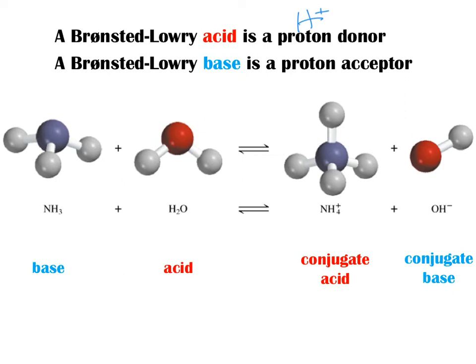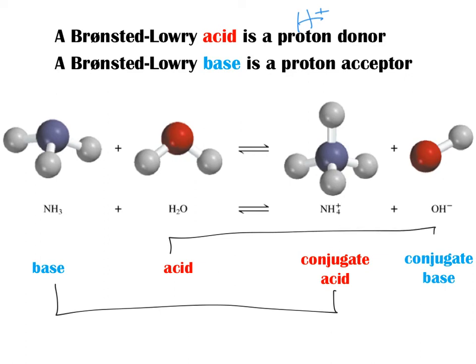So we call these things conjugate pairs. So the base and the conjugate acid, the acid and the conjugate base. They're conjugate pairs because depending on which way the reaction goes, it might act like a base or it might act like an acid as it goes one way to the other.